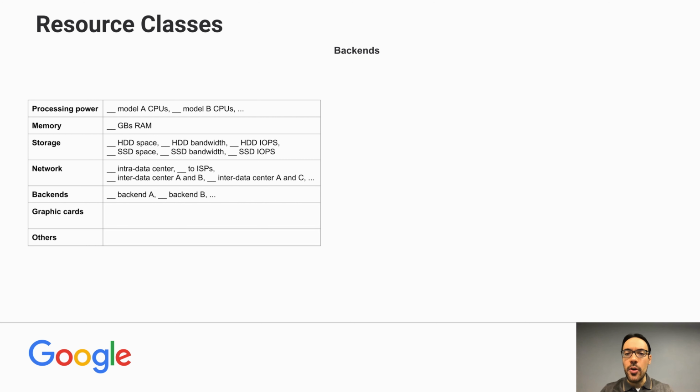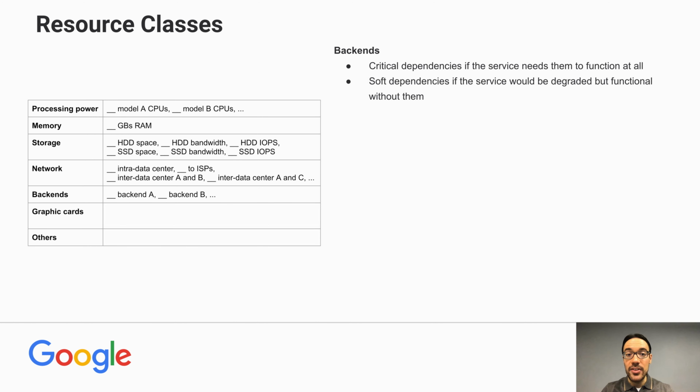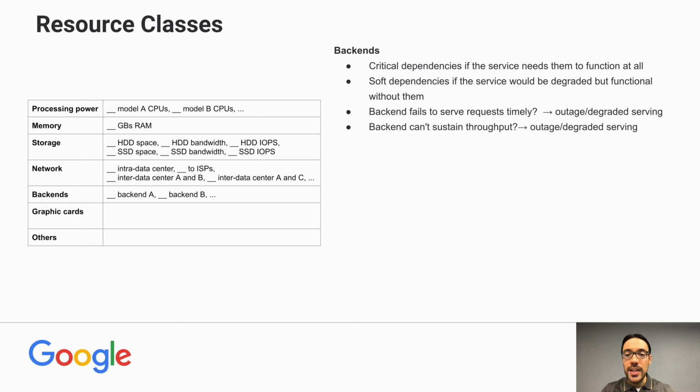Services can have dependencies on other services they use as backends. These backends can be critical dependencies if they are needed for the service to function at all, or soft dependencies if they provide some best effort feature and the service would be degraded but still functional. A backend failing to serve requests from a service timely may trigger an outage. A backend not being able to stand the throughput required by a service will cause increased latency and, depending on how critical it is, degraded serving or an outage.